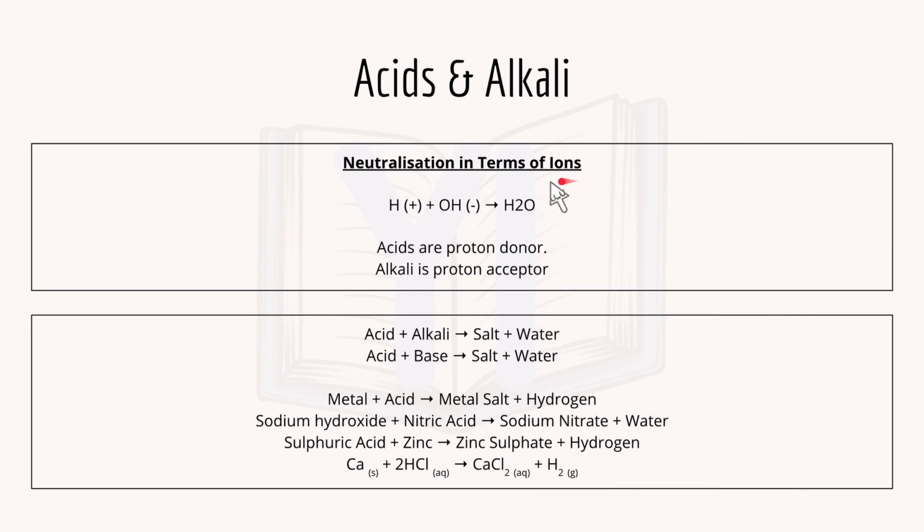And here's neutralization in terms of ions, which is H plus and OH minus make H2O. And as I talked about, acids are proton donors and alkalis are proton acceptors. And basically the neutralization for acid plus alkali is the same as acid plus base, because a base acts the same as an alkali, but it's just insoluble versus soluble. That's the difference. And here are some other equations like metal plus acid equals metal salt plus hydrogen, and the short form for it is MASH, M-A-S-H.